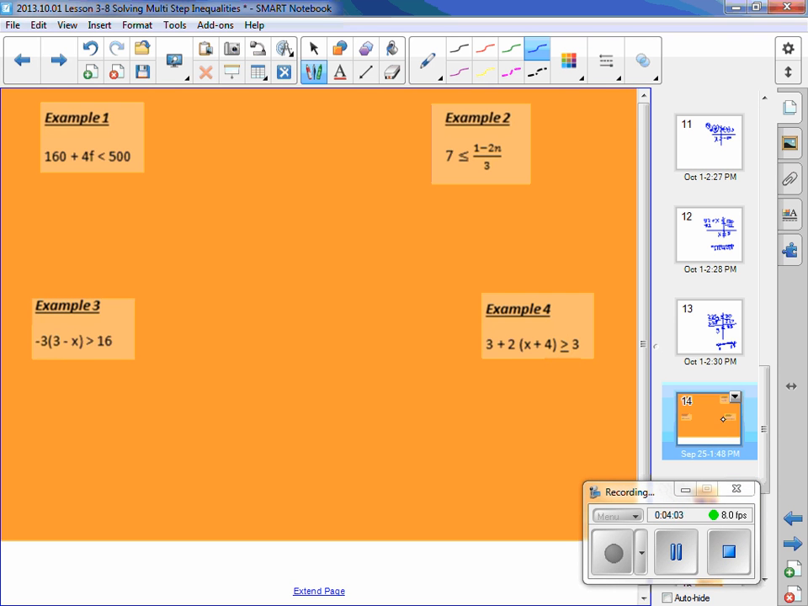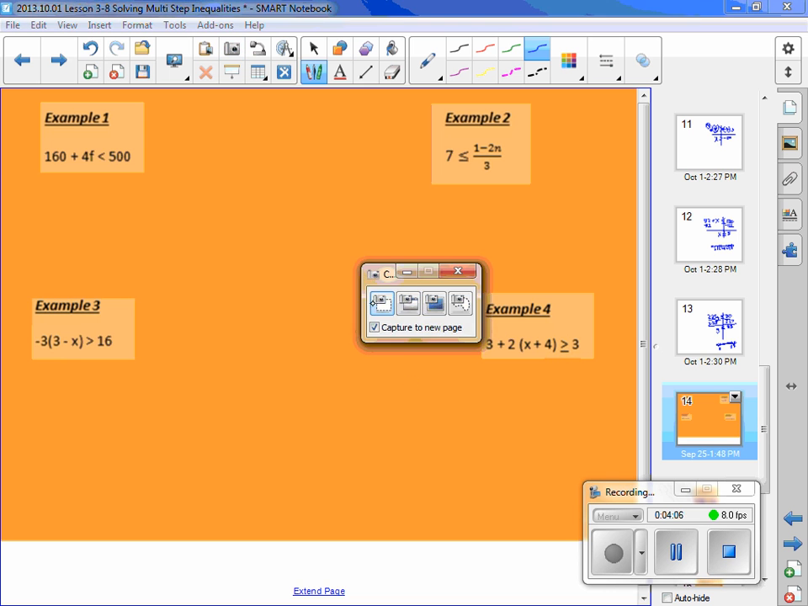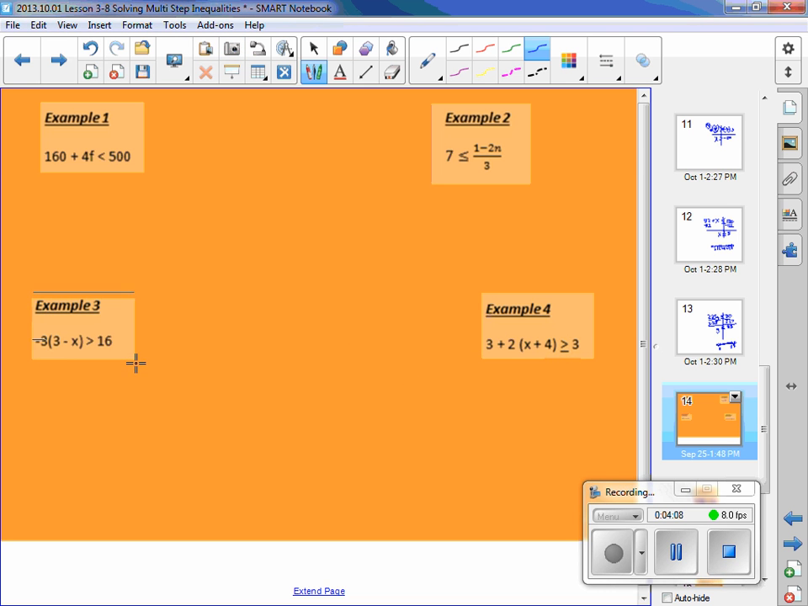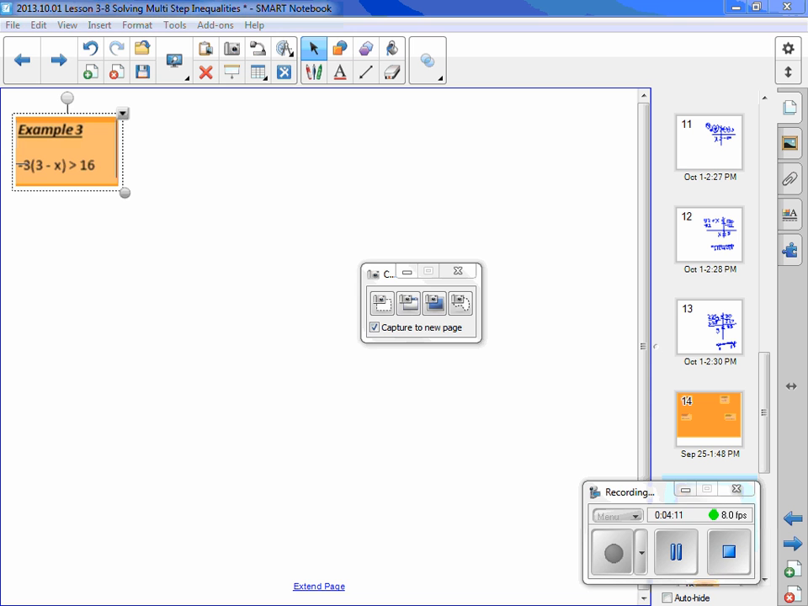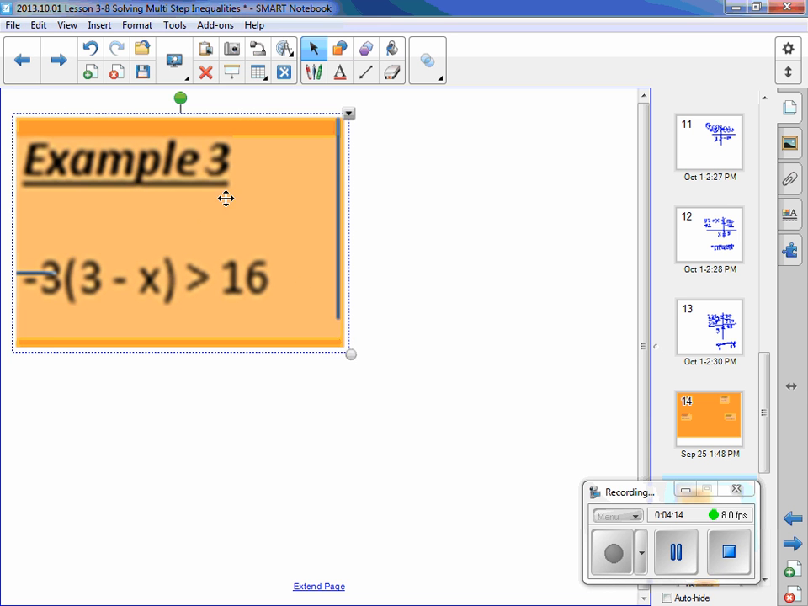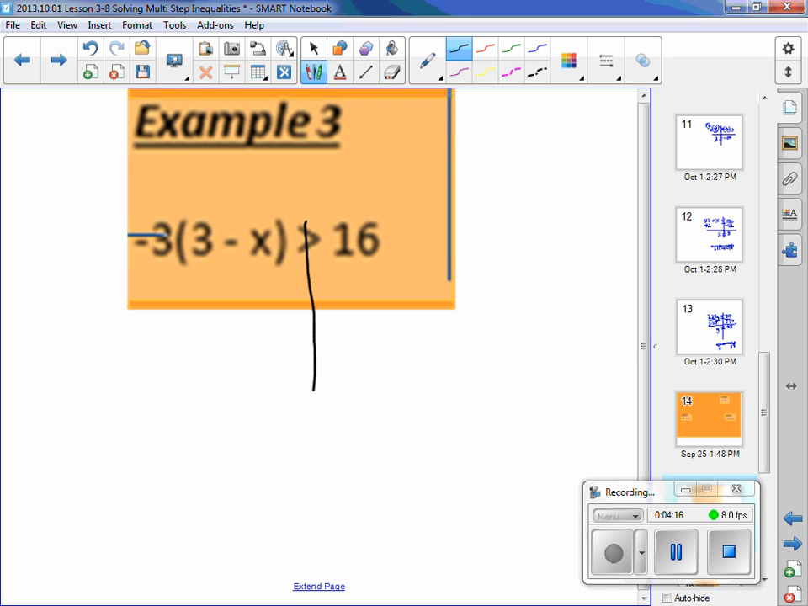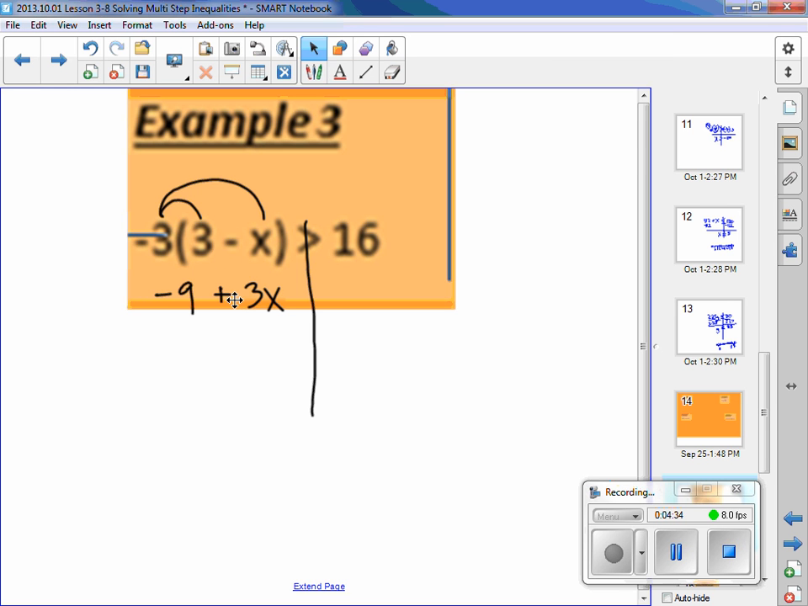All right. And then for number 3, we have to go through our steps. So what's the first thing we always try? We have to distribute first on number 3. So what do I distribute with? Okay, so I do negative 3 times 3, which is negative 9. And then I do negative 3 times negative x, which is positive 3x, because a negative times a negative is a positive. And then greater than 16.